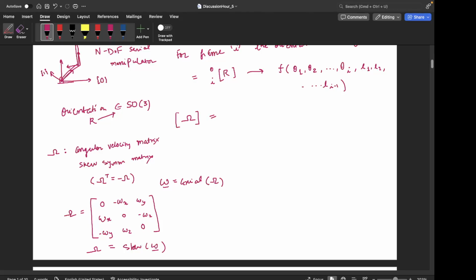So this is the matrix, and we are describing the angular velocity of the ith frame expressed in the 0th frame, and this is defined in terms of the rotation matrix and its derivative. So this is the derivative of the rotation matrix, and this is the rotation matrix, and we take its transpose. So this is the relation.